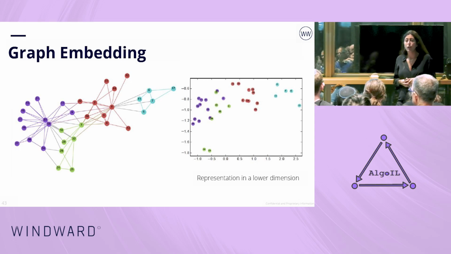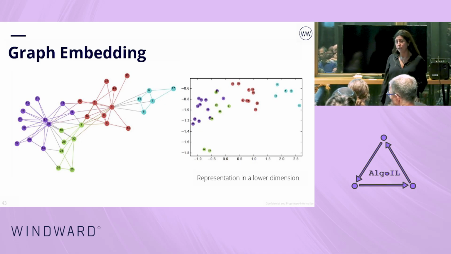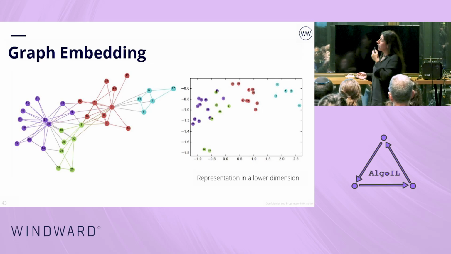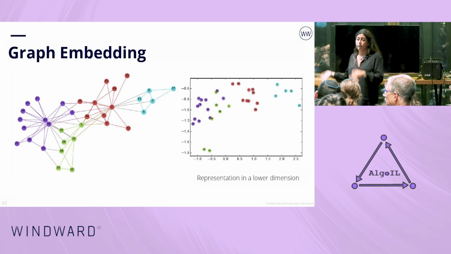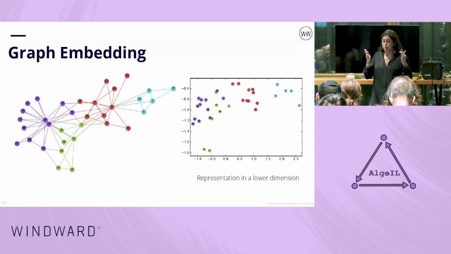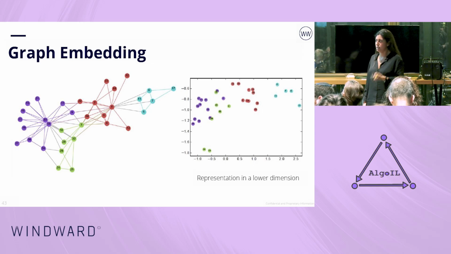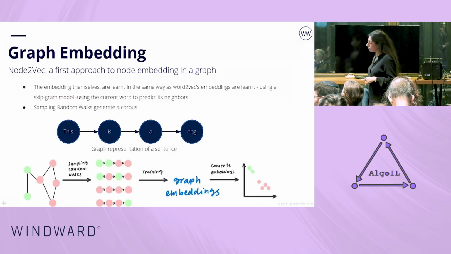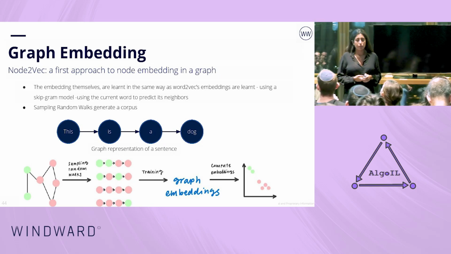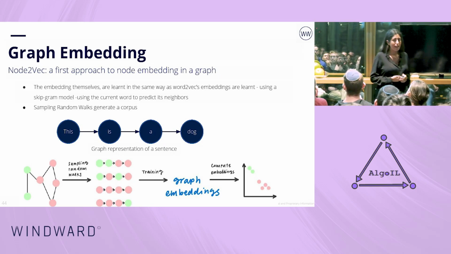So what does it mean to embed a graph? Basically, to embed a graph is to learn a representation of this graph in a lower dimension. So you have your graph, and you want to go to a vector out of it. If you think of your vector, you can think of it simply as a feature for your models.